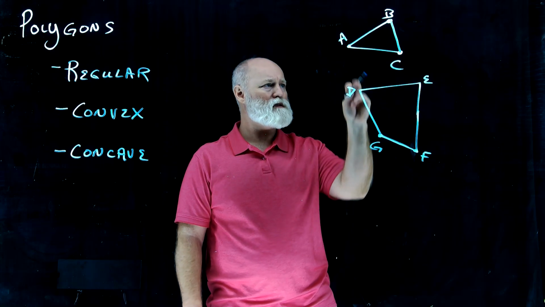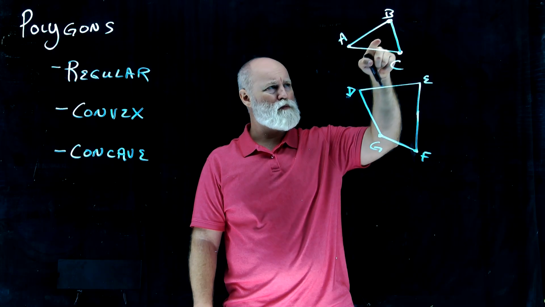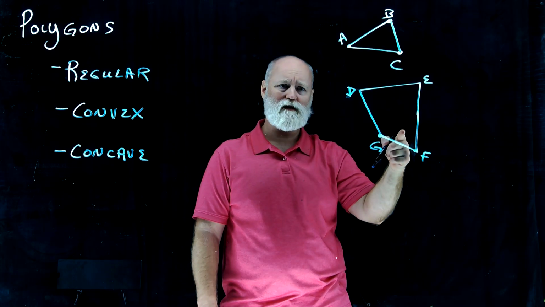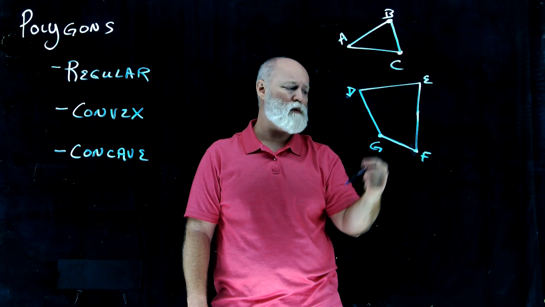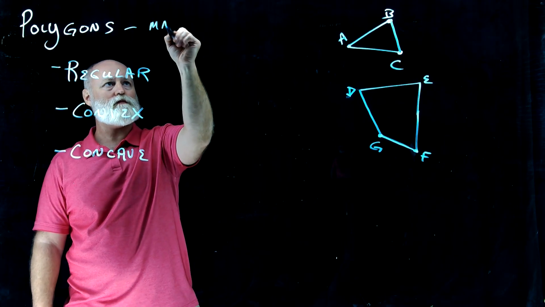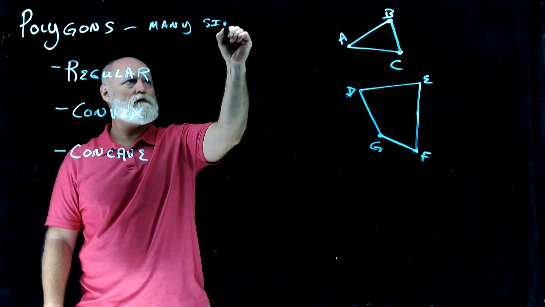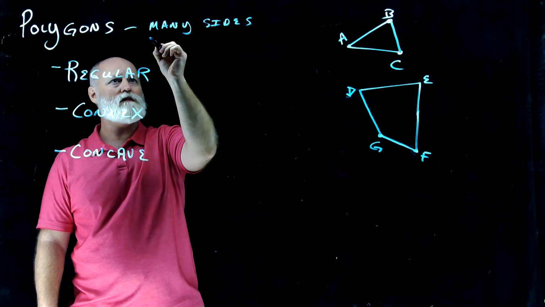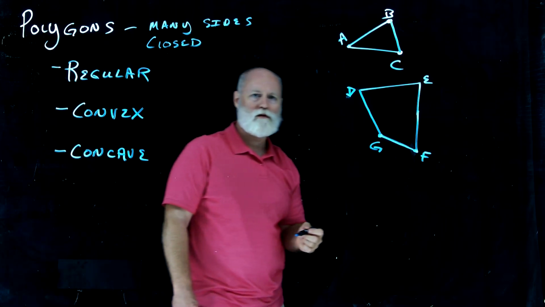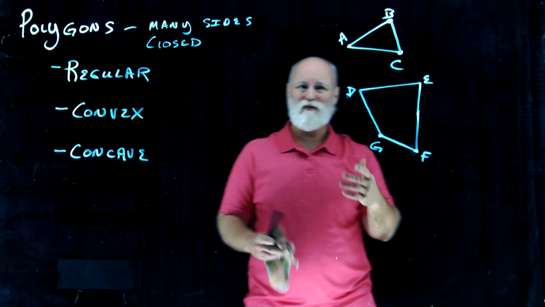So what makes these things polygons? Why were the first 2 iterations of ABC up here not a polygon? Why was the first iteration of D, E, F, G not a polygon? Well, the idea between this is that it has many sides. The second piece of this is that it's what we call closed. Now, when we say closed, what are we talking about?